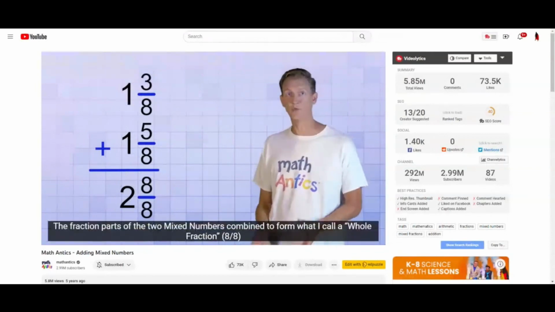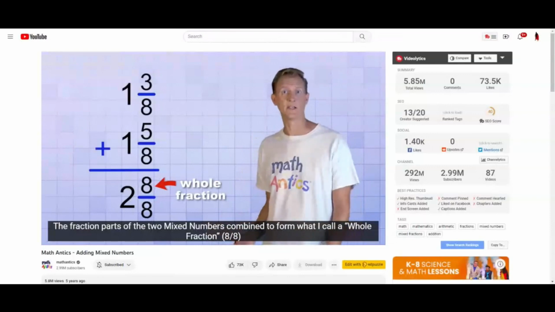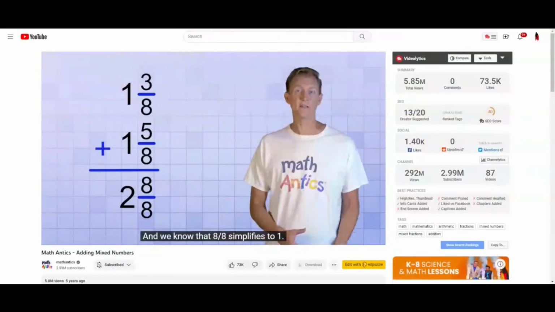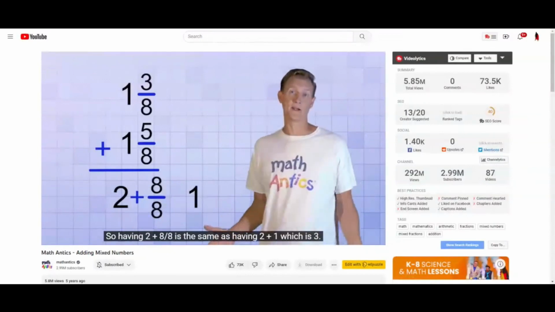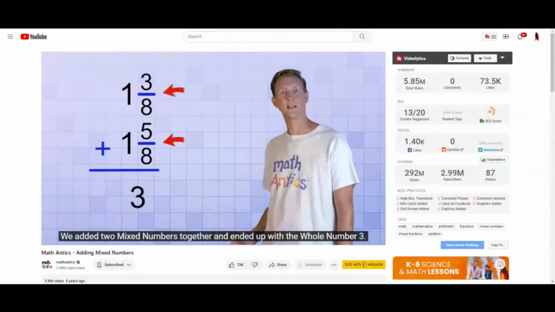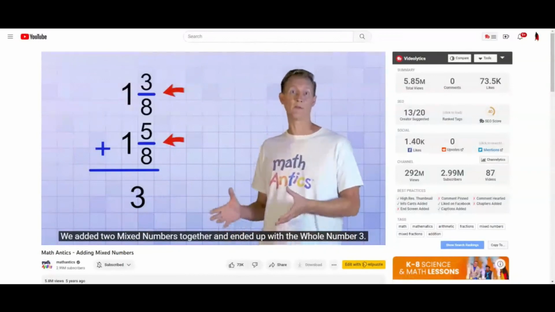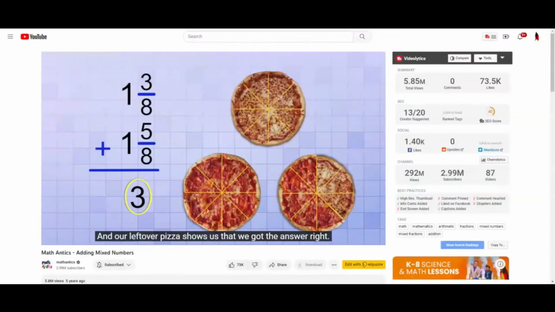The fraction parts of the two mixed numbers combined to form what I call a whole fraction, 8/8. And we know that 8/8 simplifies to 1. So having 2 plus 8/8 is the same as having 2 plus 1, which is 3. We added two mixed numbers together and ended up with the whole number 3. And our leftover pizza shows us that we got the answer right.